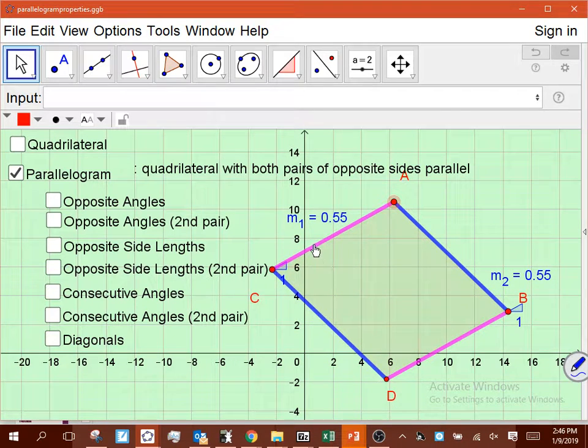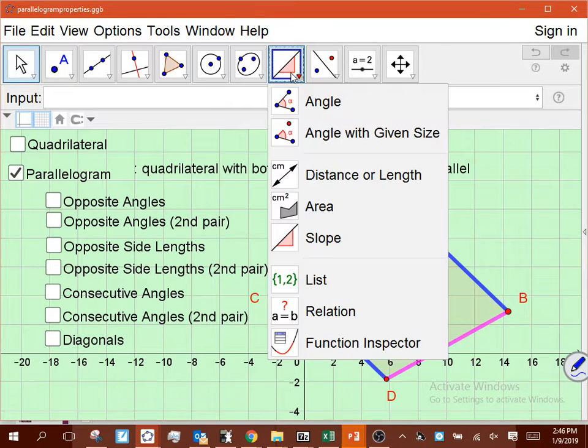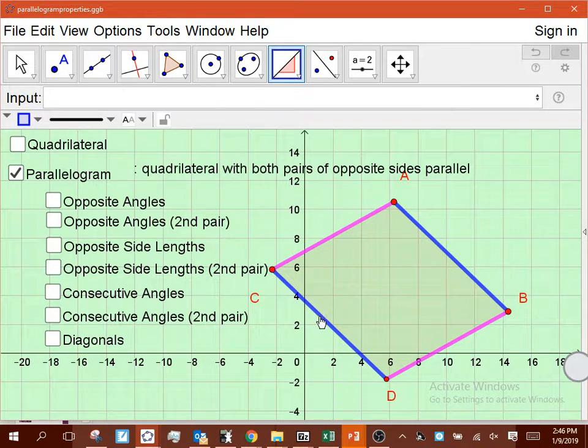Now I'm just showing you the purple ones, but if I were to show you the slope of the blue ones, are those the same? Okay.